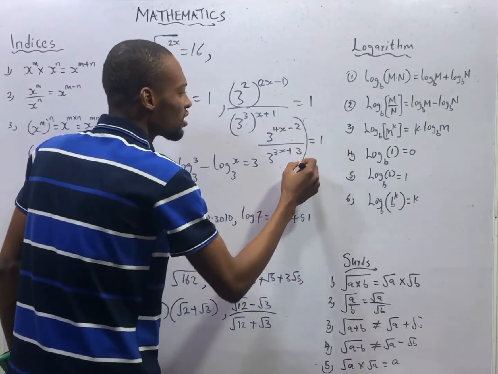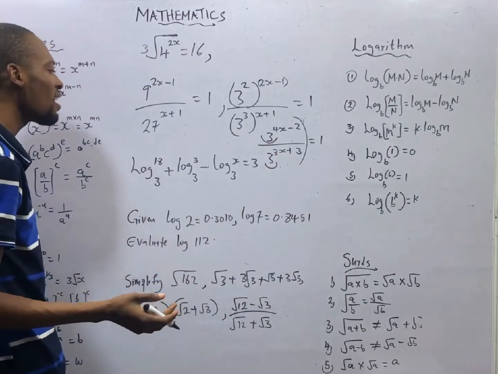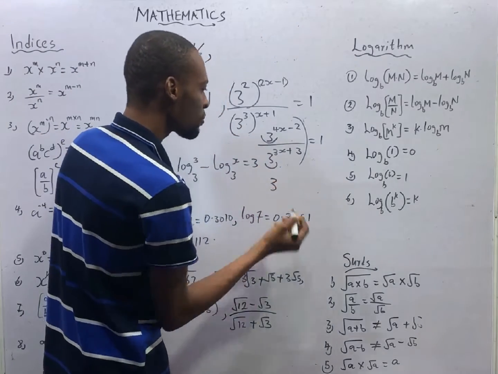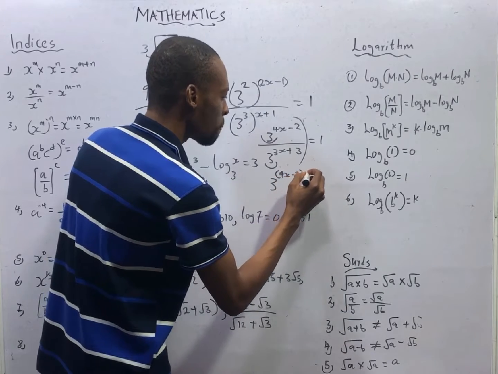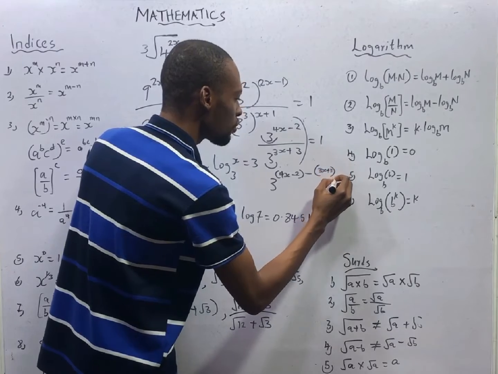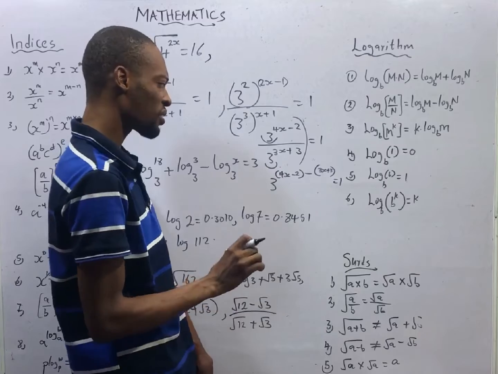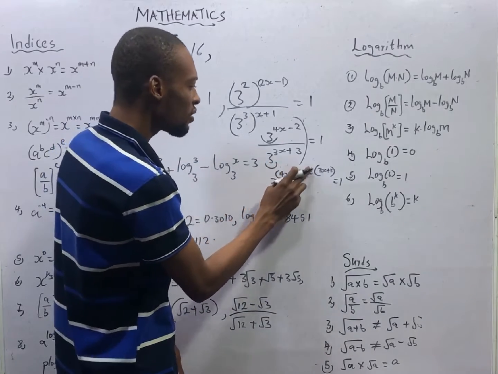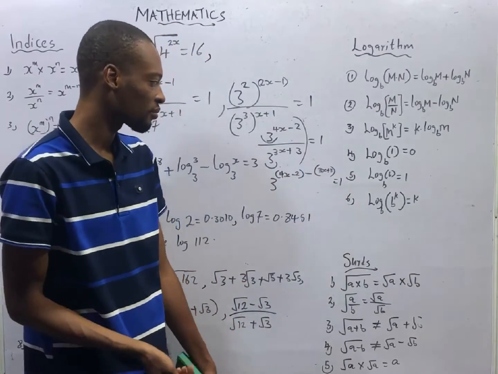If you look at this part, the bases are the same. Here is 3, here is 3. From here, you can subtract the powers. Pick one of the 3, subtract the powers. So 4s minus 2 minus bracket 3s plus 3. This is equals 1. Your addition and subtraction skill is very important here, because if you say minus without bracket, you may arrive at a wrong answer.